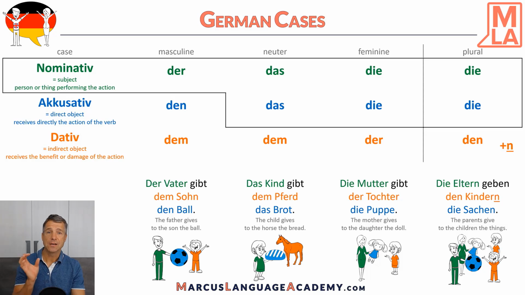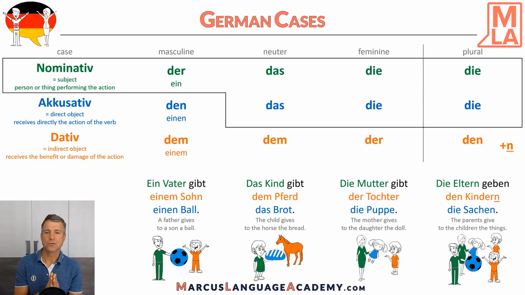Okay, so this is all the cases for the definite article, but let's see how it is for the indefinite article. So like the definite article is the and the indefinite would be a. So let's see how it changed for masculine. So here we have ein Vater gibt einem Sohn einen Ball. A father gives to a son a ball. So the masculine indefinite article for nominative would be ein. Because it's from there, it's ein.